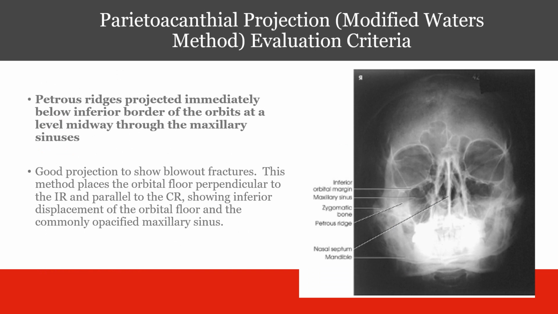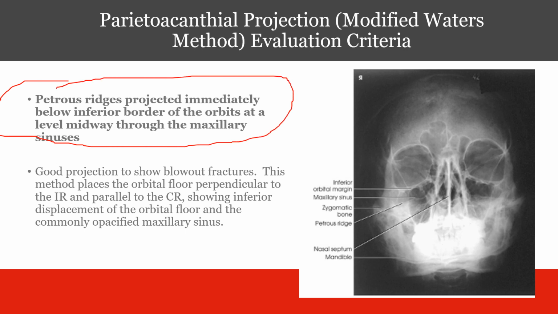So we're going to have the petrous ridges immediately below the inferior border of the orbits, midway through the maxillary sinuses. This is something that's very different, so it's not for maxillary sinuses and does not show them. The purpose is to look at blowout fractures of the orbits, which would be at the lower border of the orbit, and it's also used for MRI exams, looking for foreign bodies.